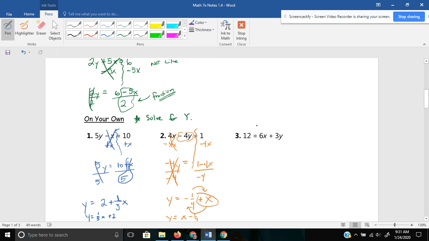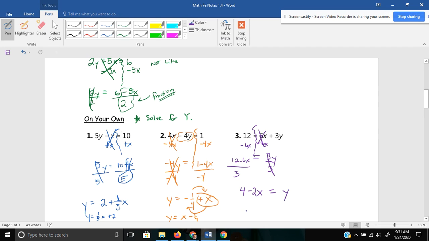Again, I'm solving for y, so I need to move my x to the other side. To undo that, I would subtract 6x from both sides. Those would cancel. I'd be left with 3y on the right-hand side equals 12 minus 6x. Again, you can't subtract them. This does not have an x. Last step, divide by 3, and we're dividing everything by 3. So 12 divided by 3 would be 4, and negative 6 divided by 3 would be negative 2x. Don't forget about your x.